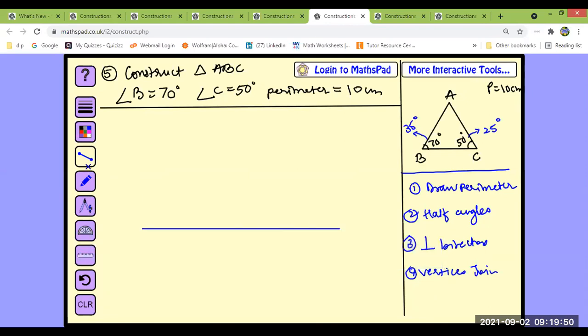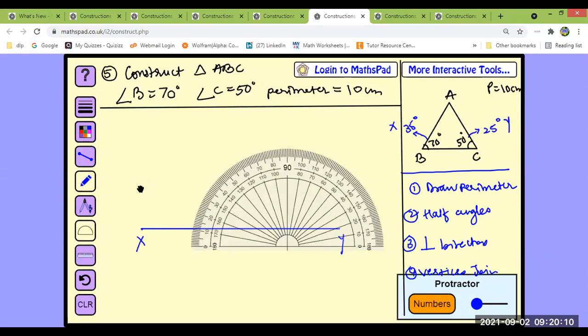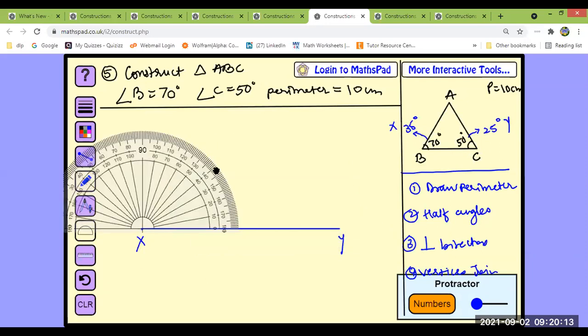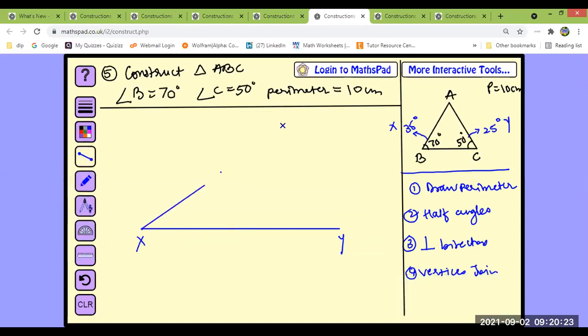Next step, we have to label these 2 points. Now these 2 points are not B and C because B and C is 70 and 50 degrees. But we can label something else, maybe X for this and Y for this. Let's draw angles. So for point X, we have to draw 35 degrees. We mark 35 degrees, 10, 20, 30, and 35 is over here. So let's join and extend it.